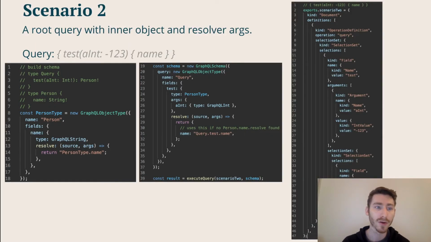In scenario 2, which is a root query with inner object and resolver arguments, you can see the query call again. We're calling test with an argument, and this time with an inner property. So again, the hard-coded AST is on the right, and the schema is on the left. You can see test is of type person, which has a name field. You can see that on the left, person, then it's being added to our schema in the middle image.